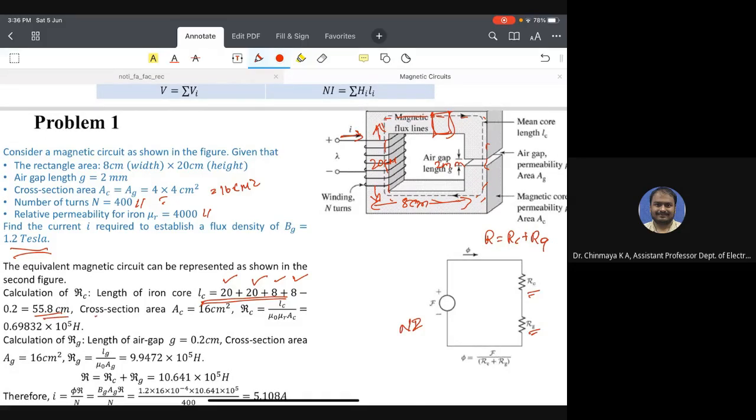We know that the area of cross section is given. Area of cross section is 16 centimeters square. From this we can calculate the reluctance of the core.